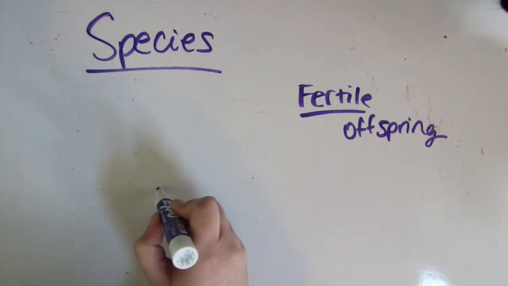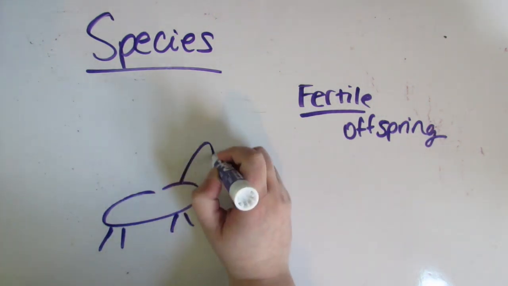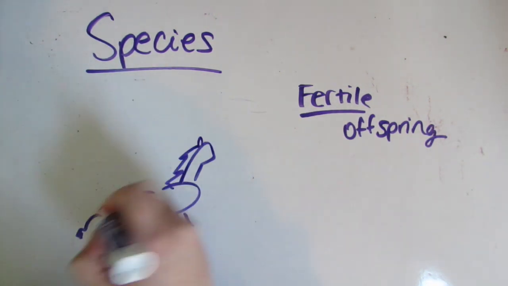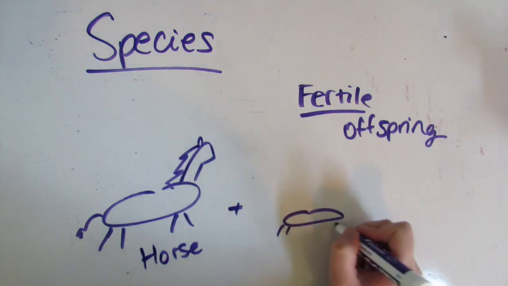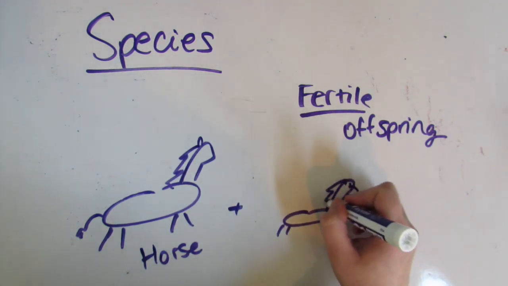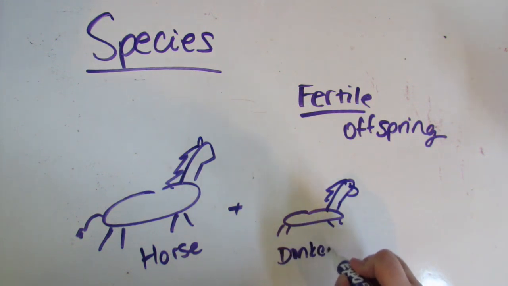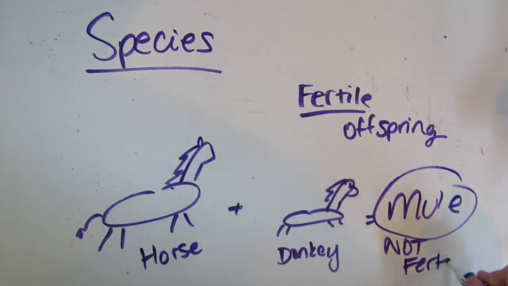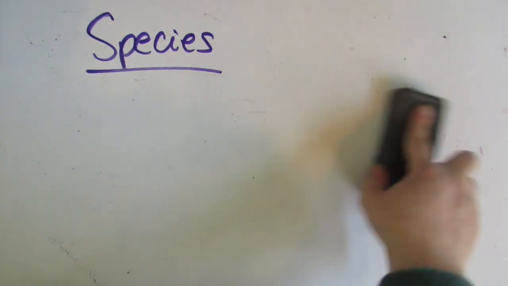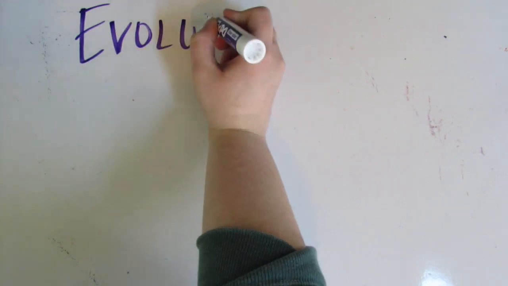So in order to be considered the same species, offspring have to be fertile. So an example that we can look at is a horse and a donkey. Horses and donkeys can reproduce together. But when they reproduce, what they give birth to is a mule. And a mule is not fertile. It can't have its own babies. So horses and donkeys aren't the same species.